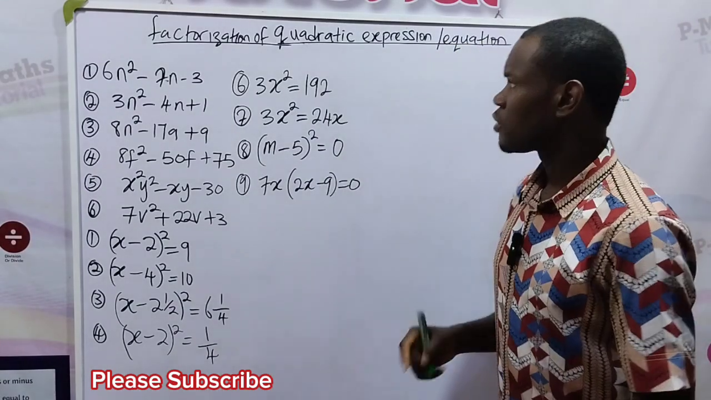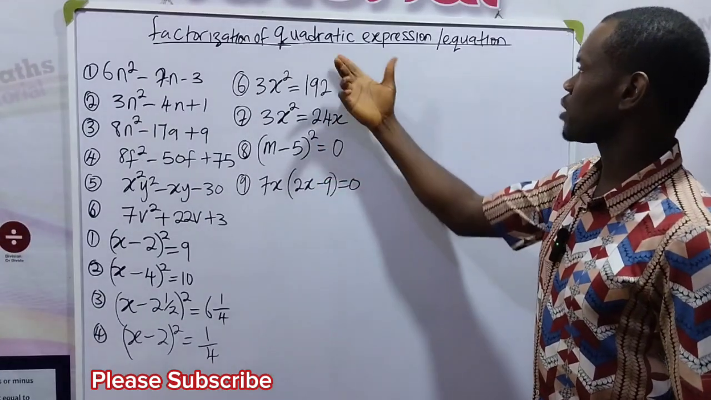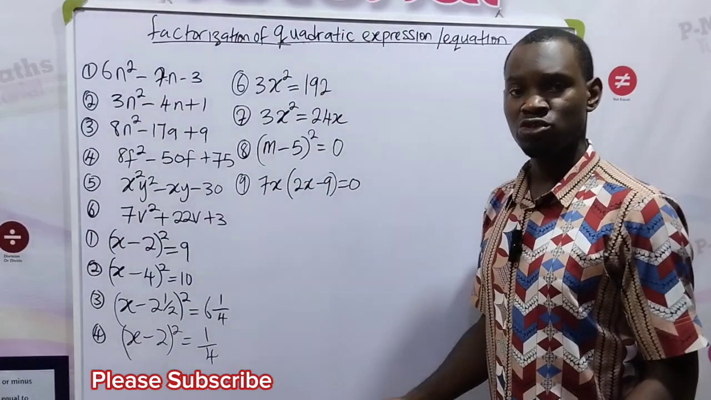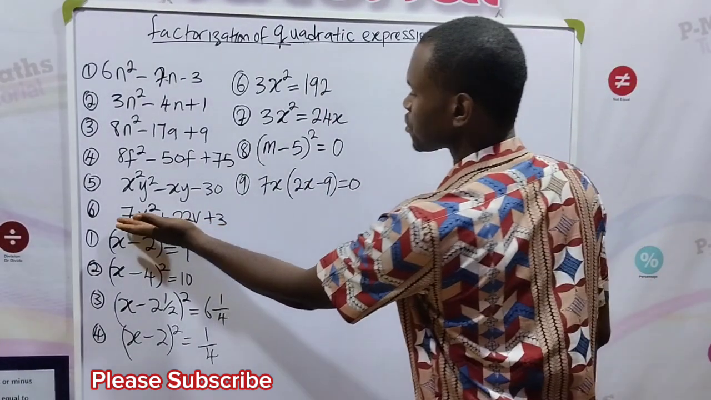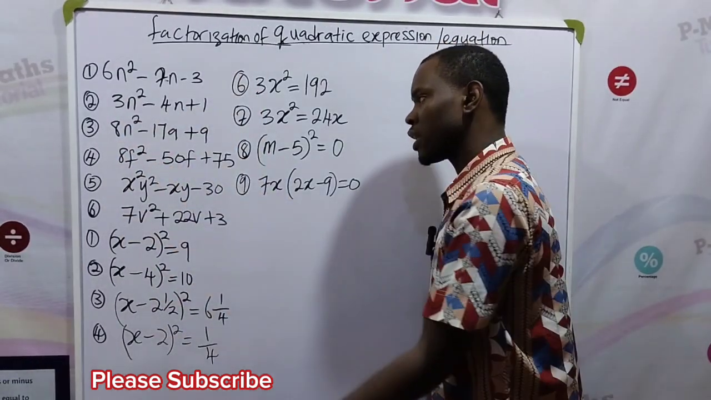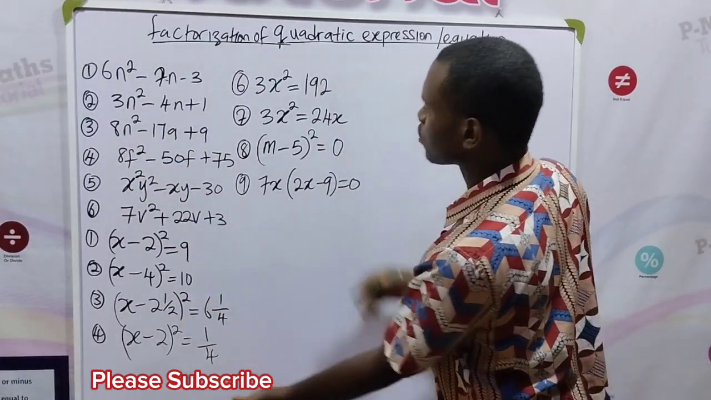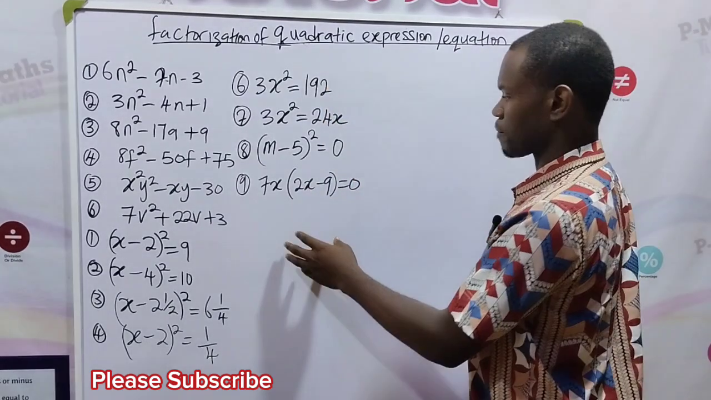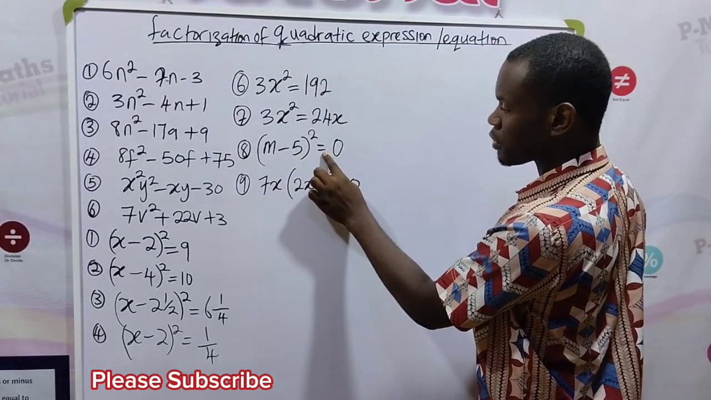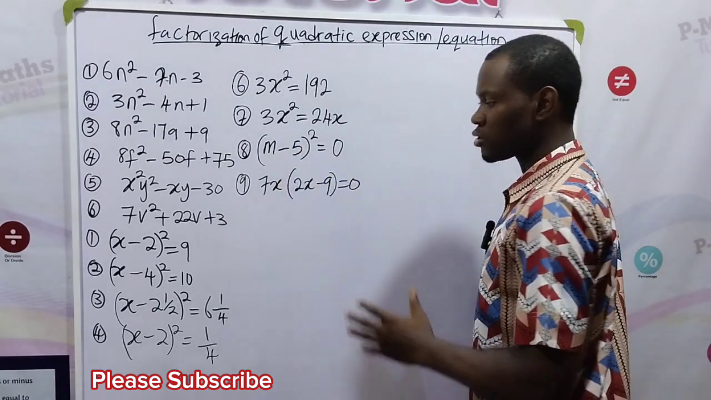And in our lesson today, we want to consider factorization of quadratic expressions and equations. Some of these are quadratic expressions, some are equations. The first ones are expressions because we don't have an equality sign, but the next 9 questions are equations because we have two parts separated by an equality sign. So that's why we call it an equation.